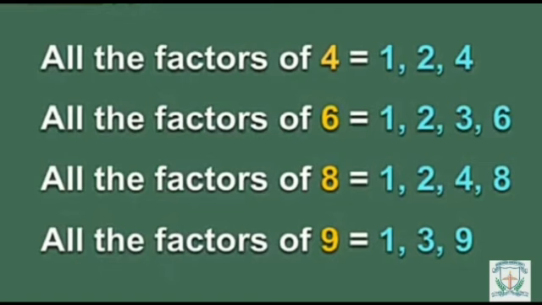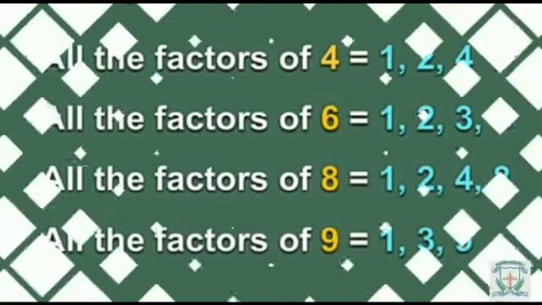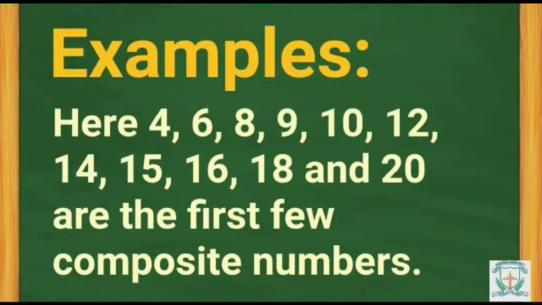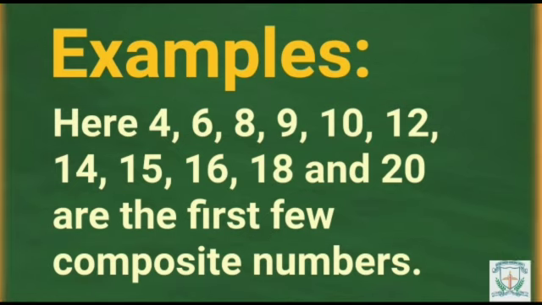You can see that 4, 6, 8 and 9 have more than two factors. We call these numbers composite numbers. So, a number which has more than two factors is called a composite number. Examples: here 4, 6, 8, 9, 10, 12, 14, 15, 16, 18 and 20 are the first few composite numbers.